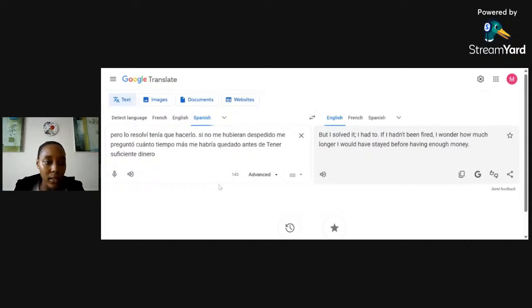See, I pronounced that wrong because it's "preguntó", present tense. ¿Cuánto tiempo más me habría quedado antes de tener? Okay, so essentially, like, look, she figured it out, but I figured it out.